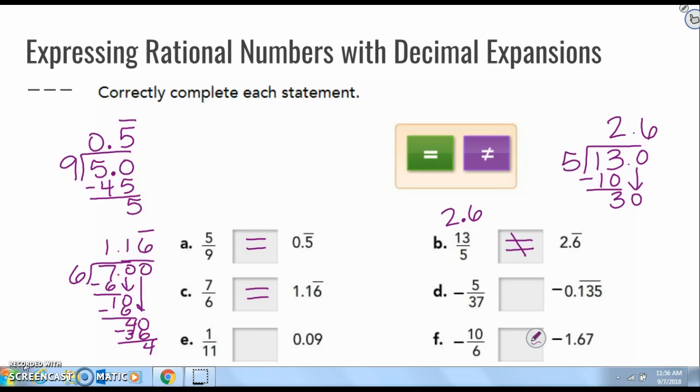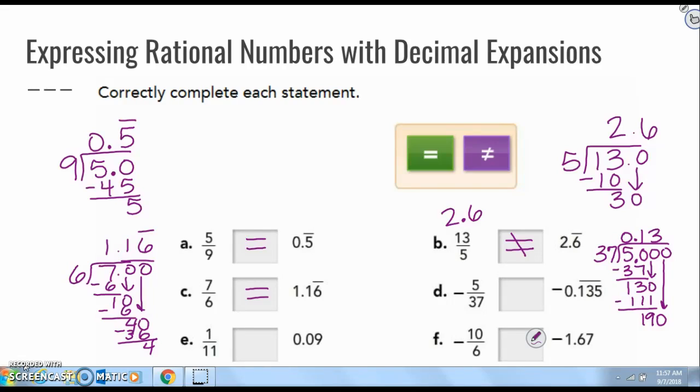For letter D, we have negative 5/37. We're going to divide 37 into 5. It can't go, so we add a decimal and a 0. 37 divides into 50 once. Now we subtract 50 minus 37, and that leaves us with 13. We add a 0 and bring it down. Now we're going to divide 130 by 37. It goes 3 times. We multiply 3 times 37 to get 111. We subtract 111 from 130, and that leaves us with 19. We add a 0 and we bring it down.